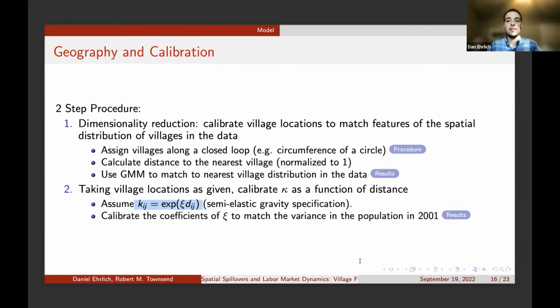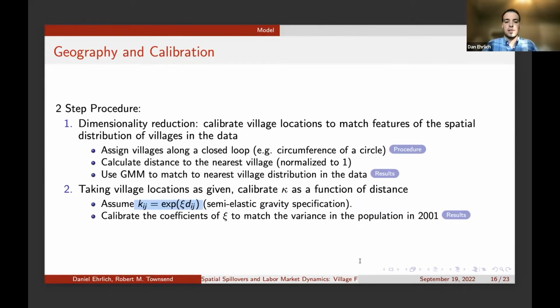The way we're going to do this is, again, using cross-sectional population data in 2001. So we're going to be calibrating psi to match the variance of populations in the data in 2001. The reason we do that is that when migration costs are very low, the variance of population should be very large because individuals can move very freely, and so they're going to move to the most productive places. In contrast, when migration costs are larger, we get different effects because individuals can't move, and this affects the variance of population.